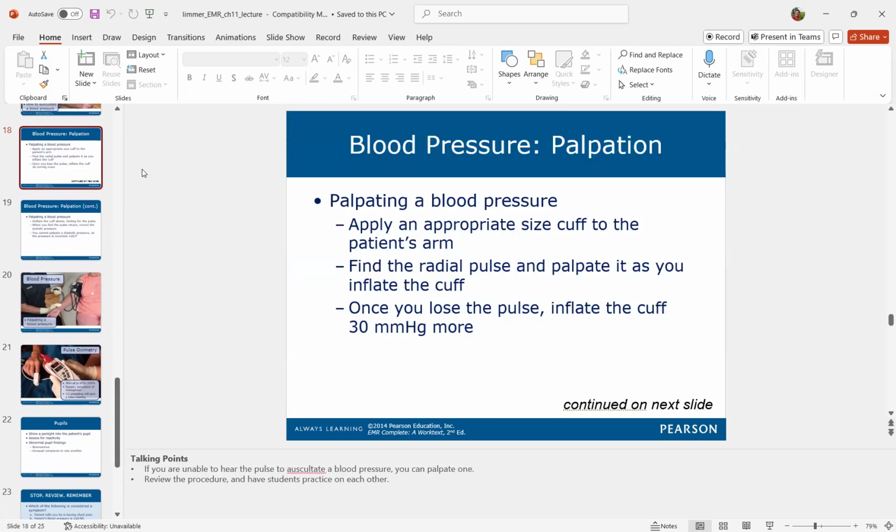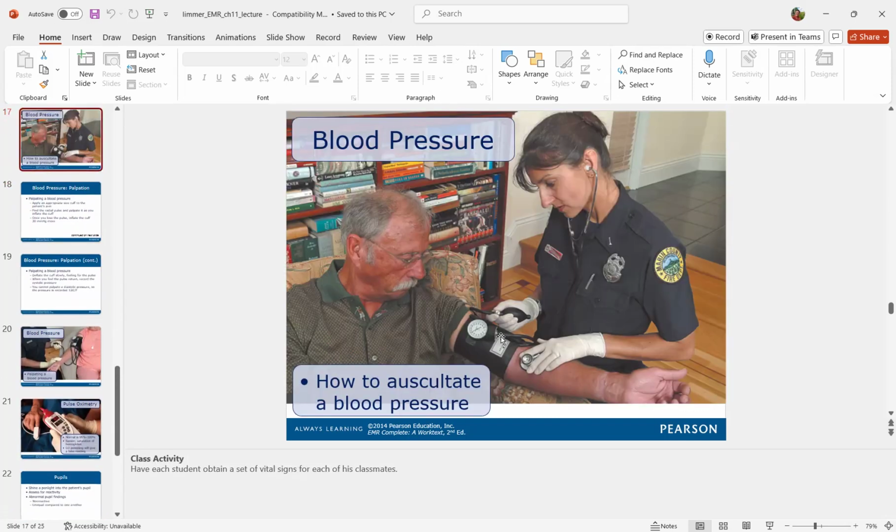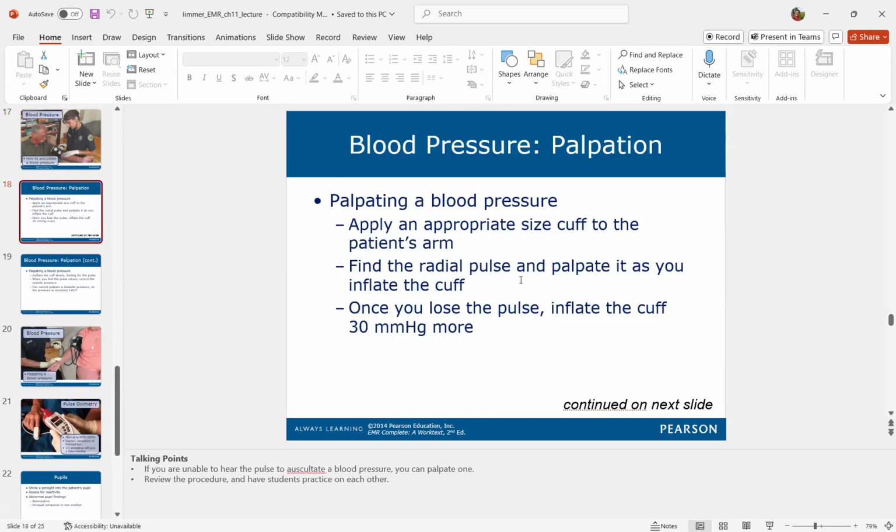So doing it by palpation, what you're going to do is very similar. You're going to apply the appropriate size cuff to the arm. We're going to find the radial pulse, again, which is actually this one down in here by the thumb side. We're going to find that radial pulse, and we're going to palpate it while we inflate the cuff. So we're going to feel the pulse. We're going to pump up the cuff until we don't feel the pulse. Then we're going to inflate it 30 more.